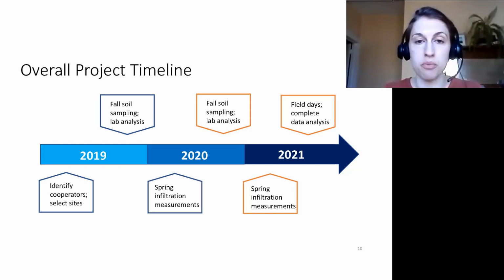And overall, throughout the project, just to give you a sense of where we are, we're about halfway through. We started in late 2018, early 2019, identifying our cooperators and getting all of these sites organized. We've completed 1 year of sampling in the fall and gone through lab analysis in the winter, and that's still ongoing. And just this spring, within the next couple weeks, we are starting to take infiltration measurements on all these farms. So that's the first half of our project, and then we have another year's worth of soil collection and infiltration measurements before we'll have a full data set and finish off with some field days to share what we've learned.